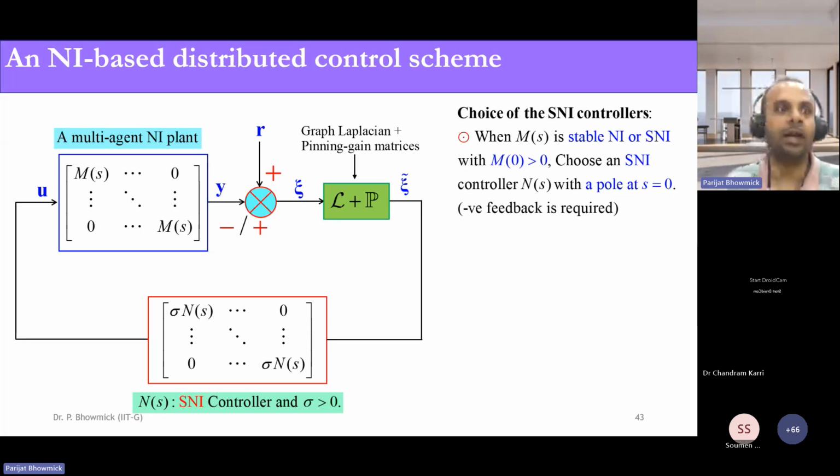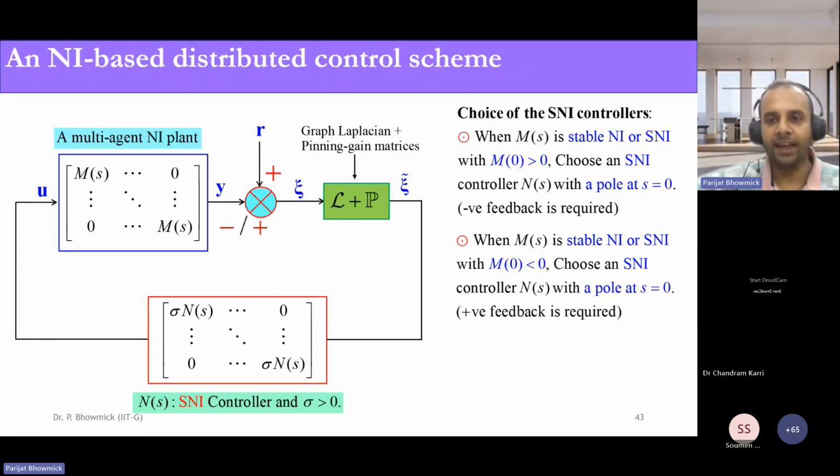Here again, please don't think that the plant will always be NI and the controller will always be SNI. It is about a feedback interconnection. One of them will be NI, another one of them would be SNI. The plant can also be SNI and the controller can be NI. It is not that the plant will always be NI and the controller will always be SNI.